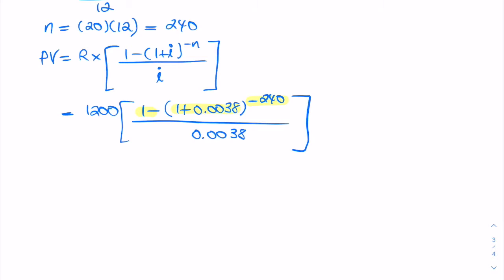Divide by 0.0038. Hit equals, you'll get a number. And then finally, multiply by 1200. And that should give you a present value of approximately $188,711.08. So therefore, Massimo would have needed to save up this much money during his working years in order to guarantee monthly payments of $1,200 during his retirement years.